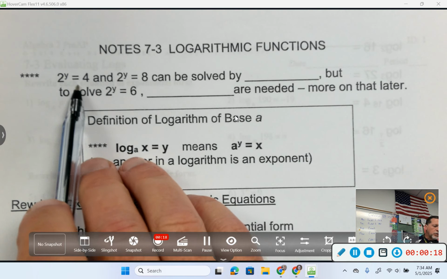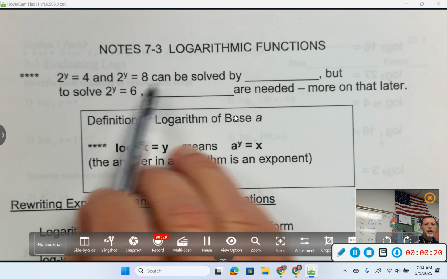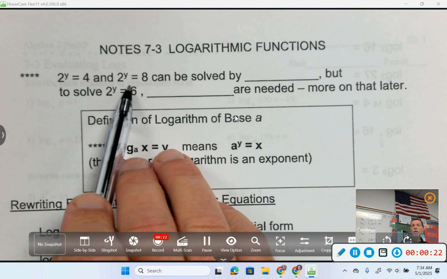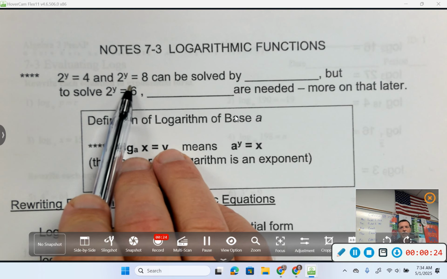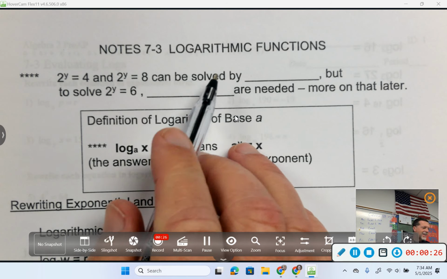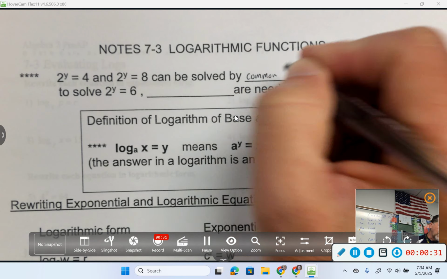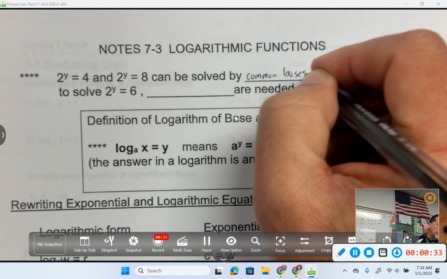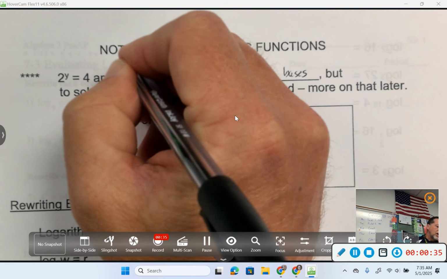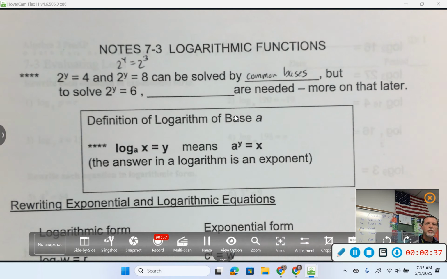All right. 2^y equals 4, 2^y equals 8 can be solved, like we can do those problems by math, by algebra. I would say by common bases, right? 2 to the y equals 2 cubed, so y equals 3. So you get a common base, you can solve those problems.